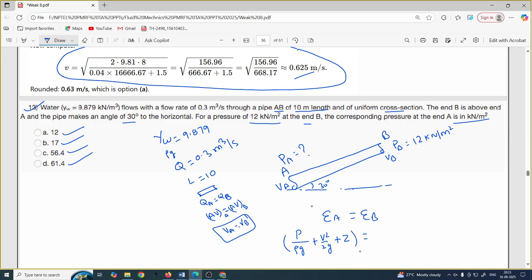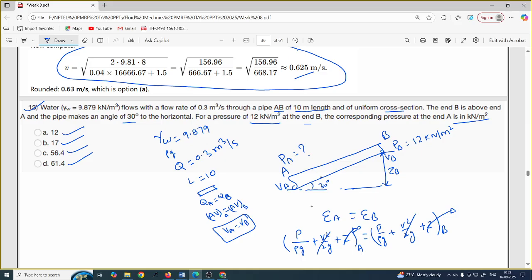So this is about A, and now P by rho g plus V square by 2g plus Z, this is B. You know the velocity at A and B is equal, so these terms are equal and will cancel out. Now ZA is 0, but how much is ZB?